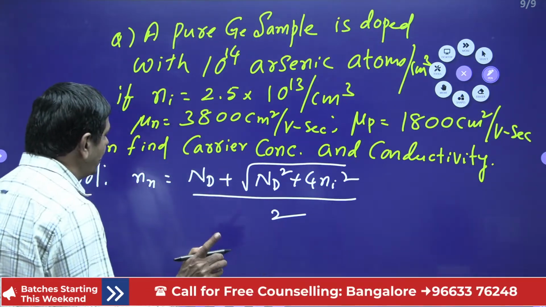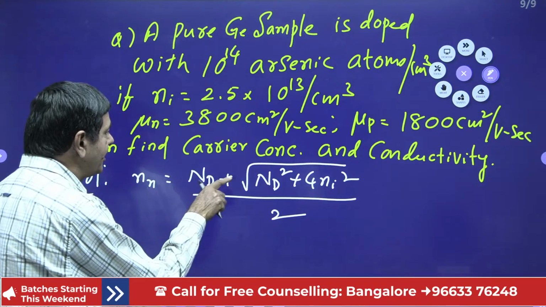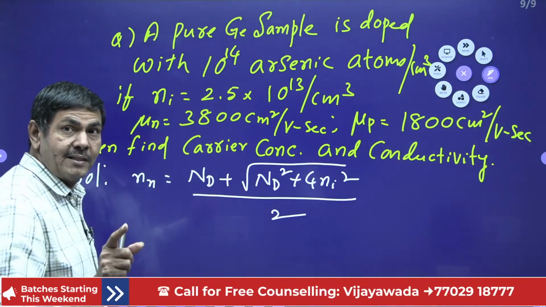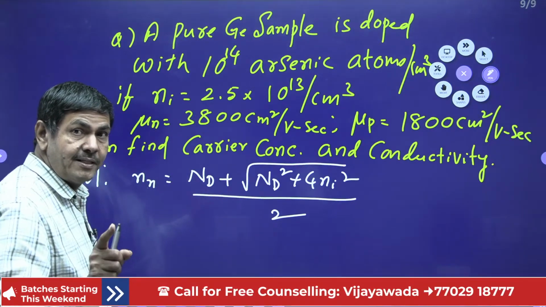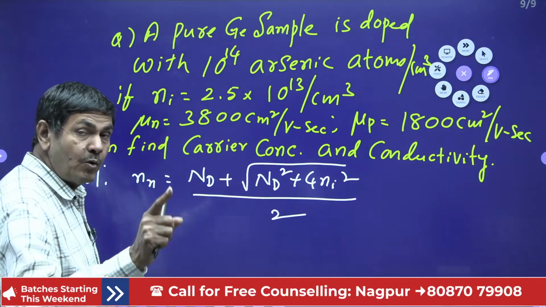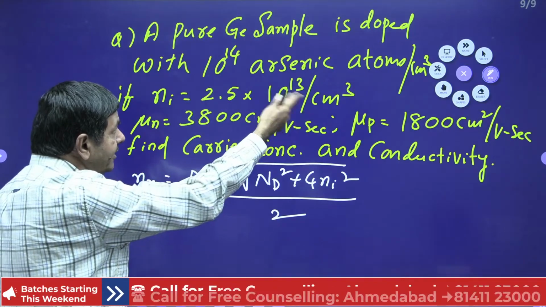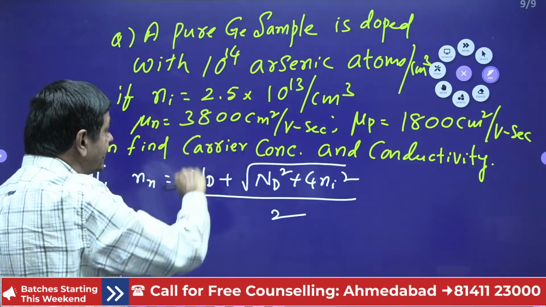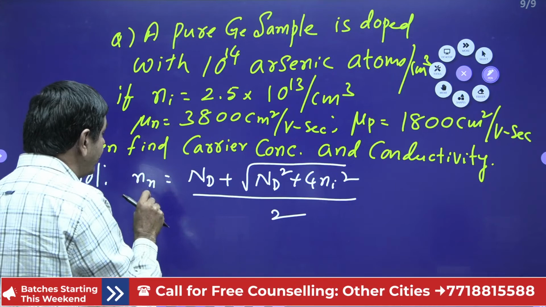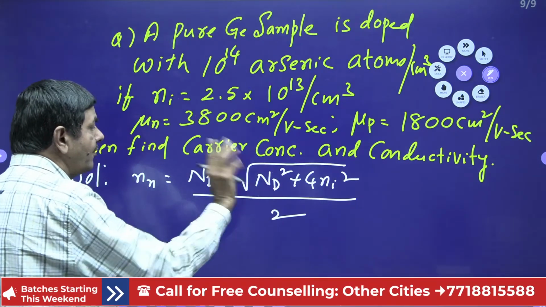But a student should not say, sir, Nn is approximately equal to Nd, I will take that. No. That applies only when Nd is far greater than Ni. Here the values are 10 power 13 and 10 power 14, which are close. At that time, we take Nn equal to this formula only.